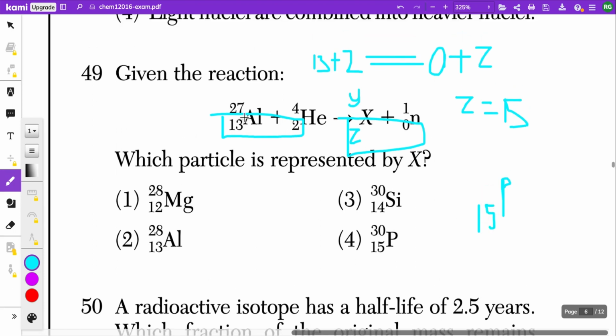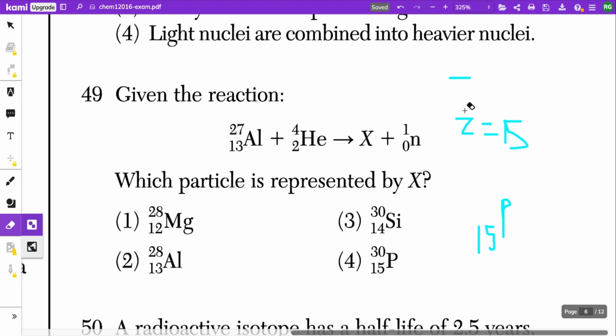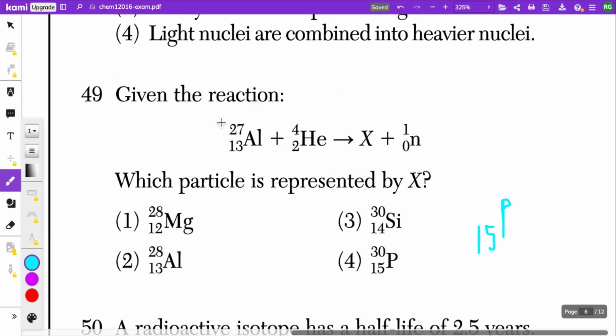Now let's do the second part. We know that the stuff on the top on this side has to equal the stuff on the top on this side. So Y plus this 1 on top equals 4 plus 27. You have to make sure the stuff on the bottom equals the same thing throughout, and the stuff on the top has to equal the same thing throughout. Solving this, you get Y equals 30. So this is your answer.